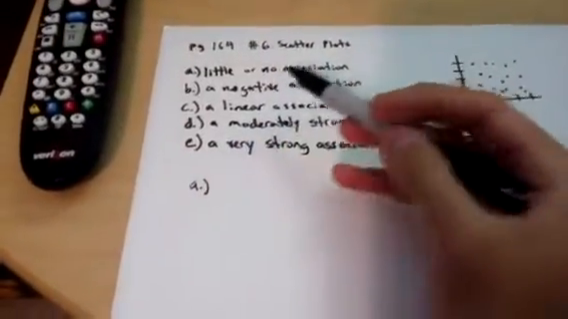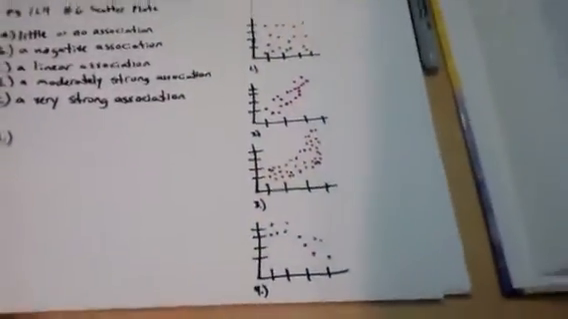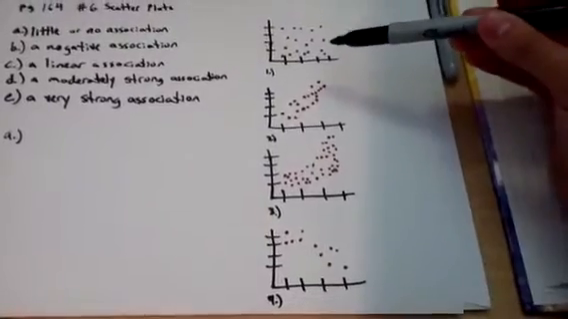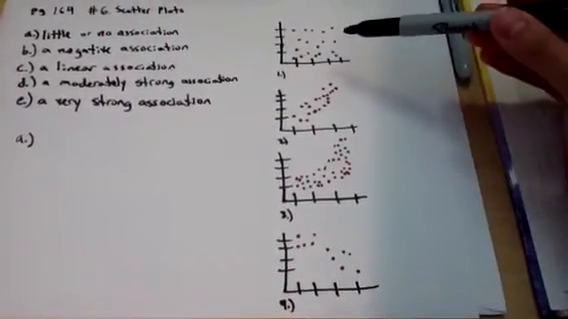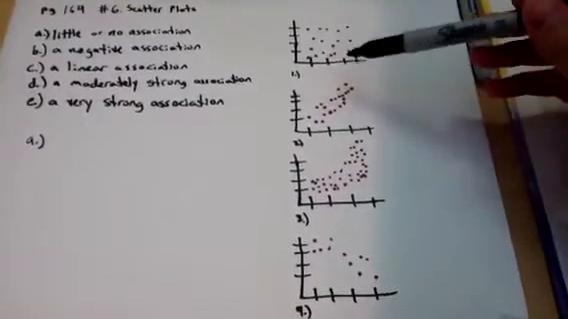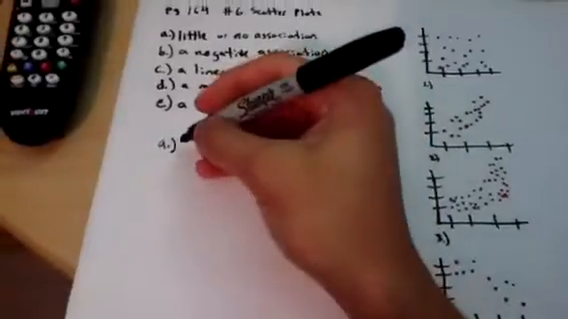Letter A is little or no association. So here's the graphs over here. It looks like number 1 doesn't really have any kind of association. It's just a bunch of random points on a scatter plot. So you can put number 1 for A.